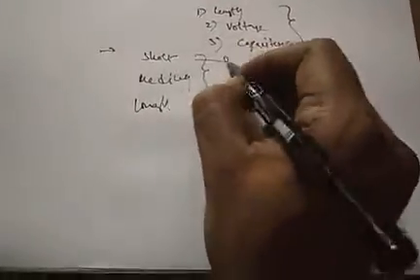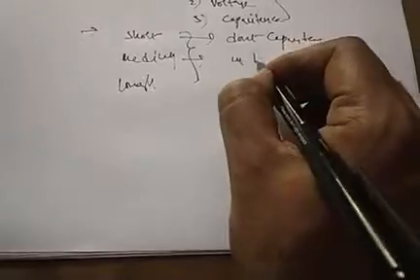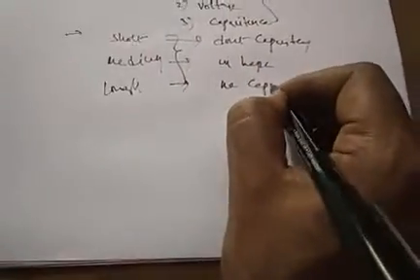In a short transmission line, you don't have any capacitance existence because the length is very small. And in a medium transmission line, you have the capacitance existence. In medium, definitely we require capacitance.